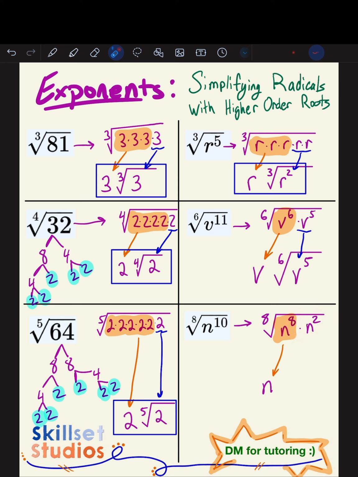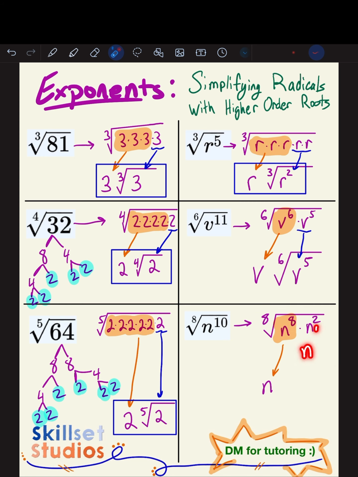If you remember from a previous video about how to convert between radical form and fractional exponents, the number that's currently the exponent will be on top of the fraction, and the number that's the root will be on the bottom of the fraction. And so those 2 extra n's we can rewrite as n to the 2 over 8, and then that fraction can simplify, because if we divide both 2 and 8 by 2, we end up with n to the 1 over 4. So technically this is a correct answer for this problem.